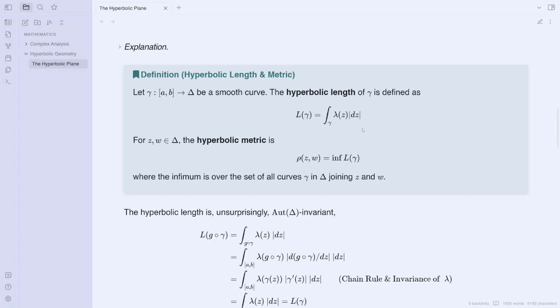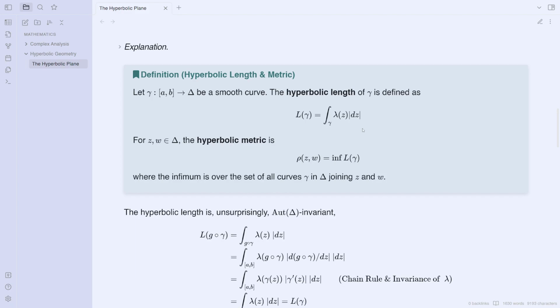And then we have the hyperbolic metric. If I have 2 points in my disk, the hyperbolic metric, the distance between those 2 points, is the shortest path with respect to the hyperbolic length connecting them. Okay, so if you want to think about, well, this definition is a little bit weird.